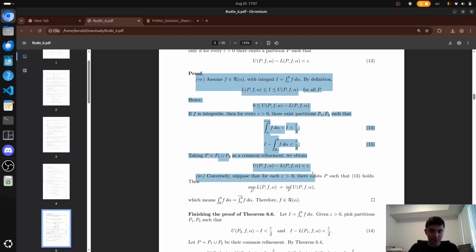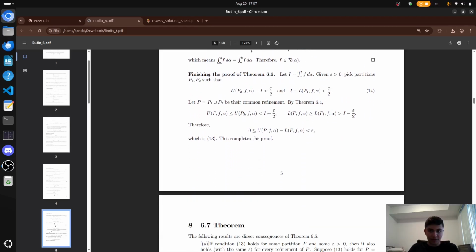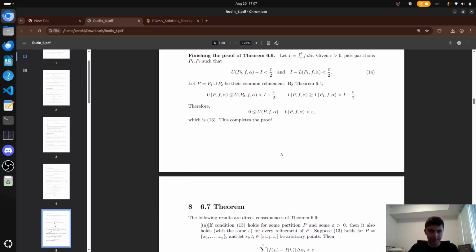So forget this thing over here. Now for the second part of the proof, let I be equal to the integral from a to b of f d alpha. Given epsilon greater than 0, pick partitions P1 and P2 such that U(P2, f, alpha) minus I is less than epsilon over 2, and I minus L(P1, f, alpha) is less than epsilon over 2.